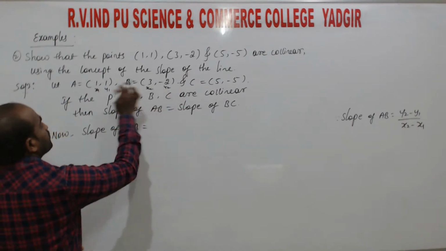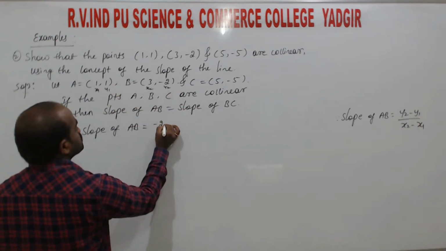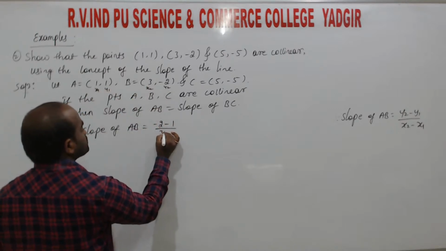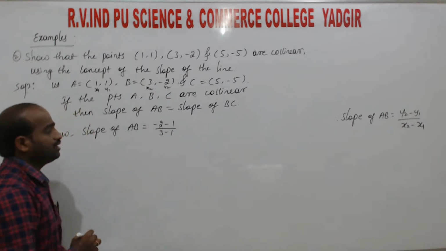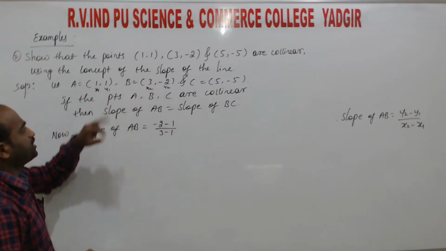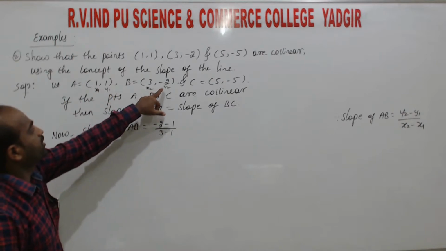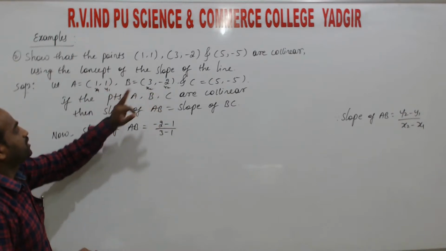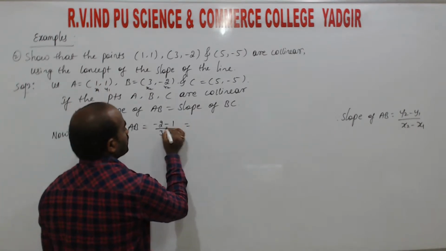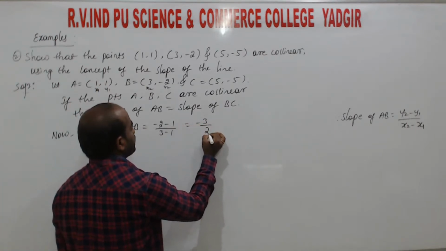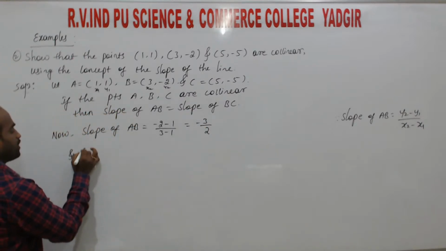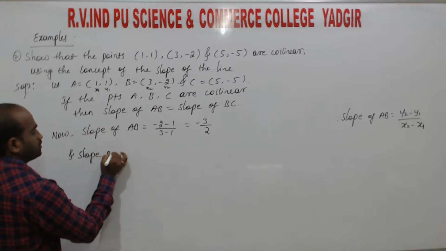So (y2 minus y1) is minus 2 minus 1, divided by 3 minus 1. That gives minus 3 divided by 2. Okay, and slope of BC also.